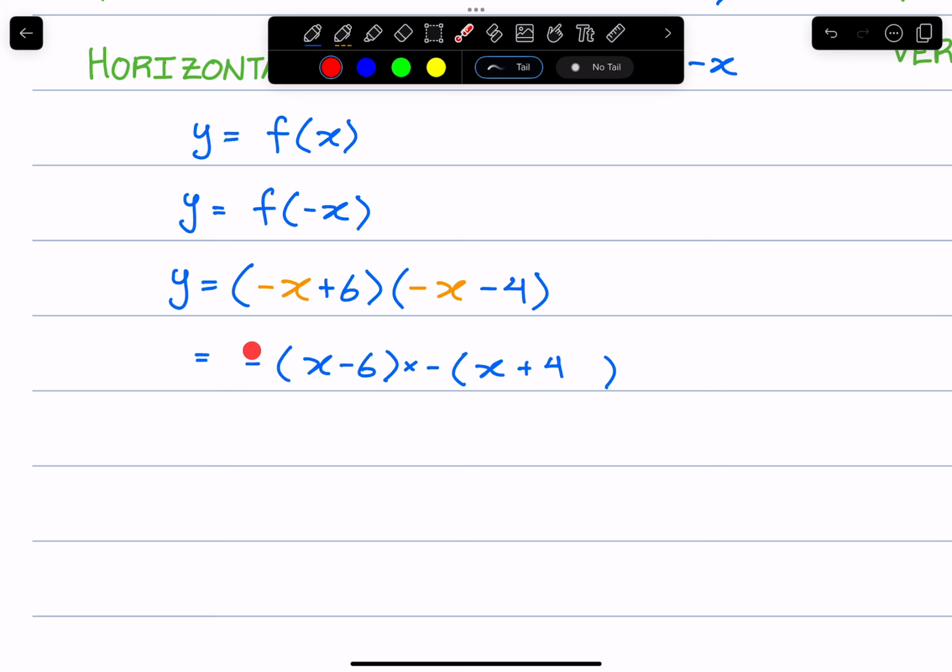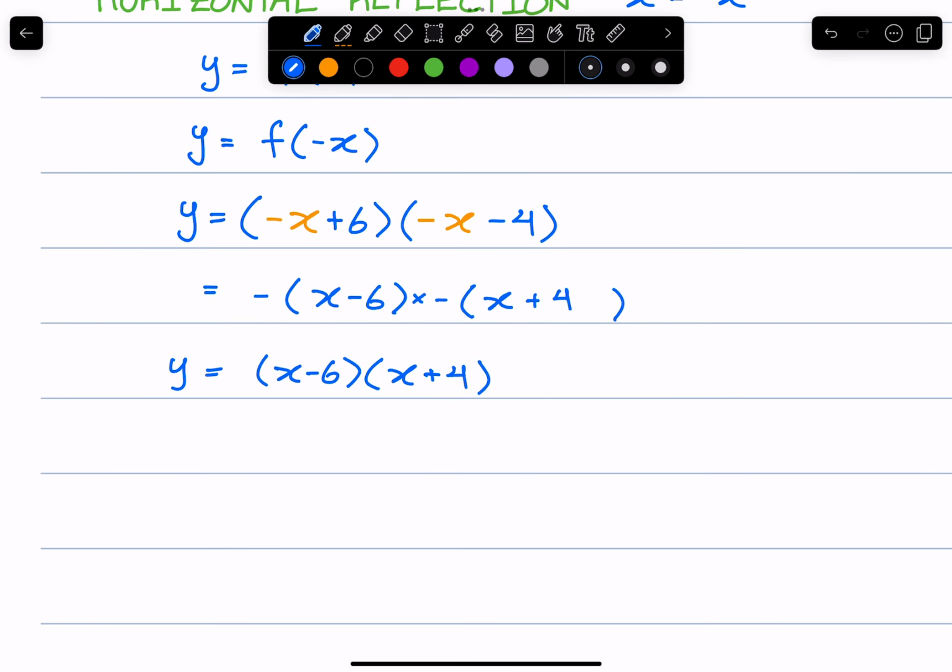Just to really emphasize this, if I were to multiply out that negative back in, I would return to this group. Likewise with this, if I multiply it back, I would get back to this group. Now, since these two negatives are multiplying, they cancel out to become a positive, giving us x minus 6, x plus 4. So this is our new transformed expression.